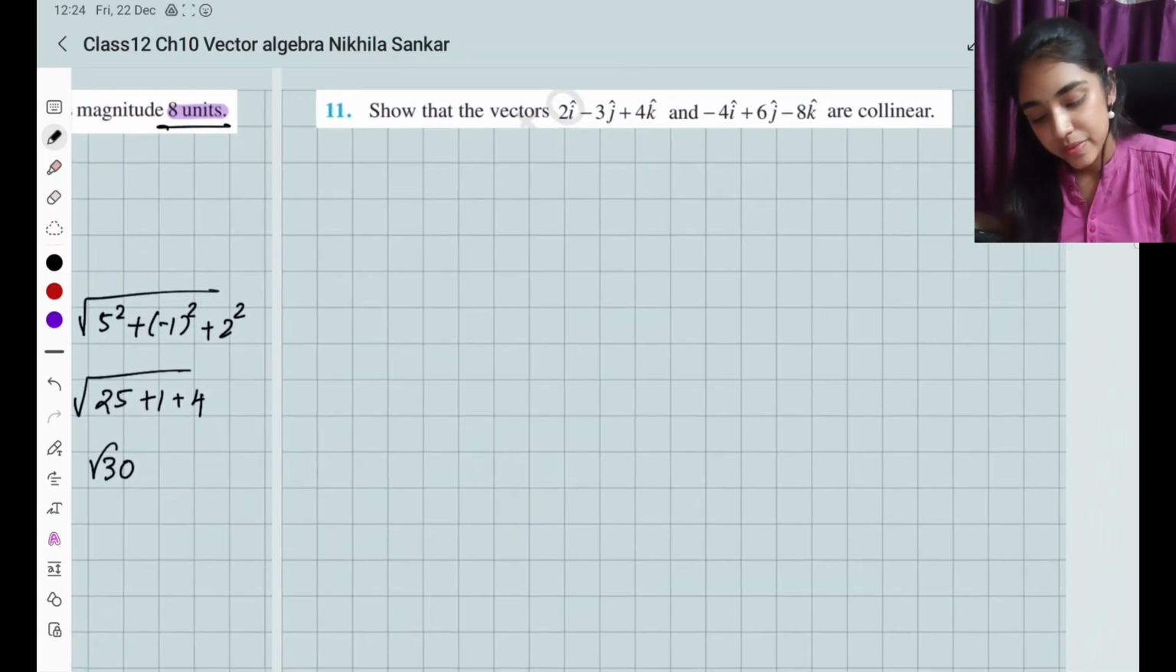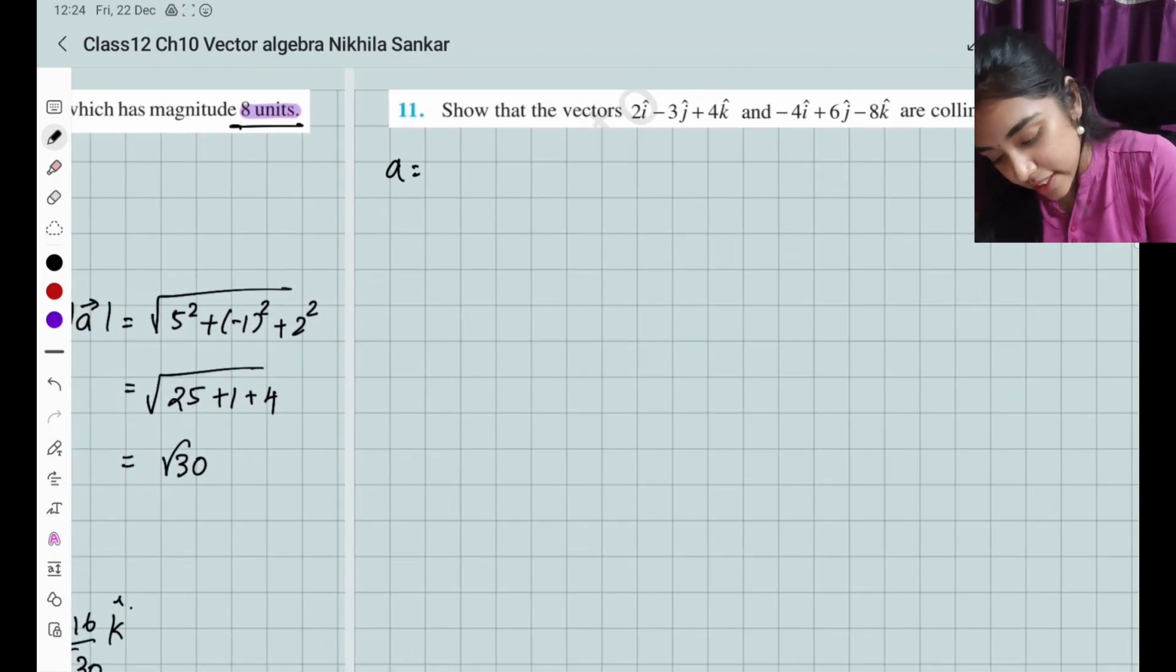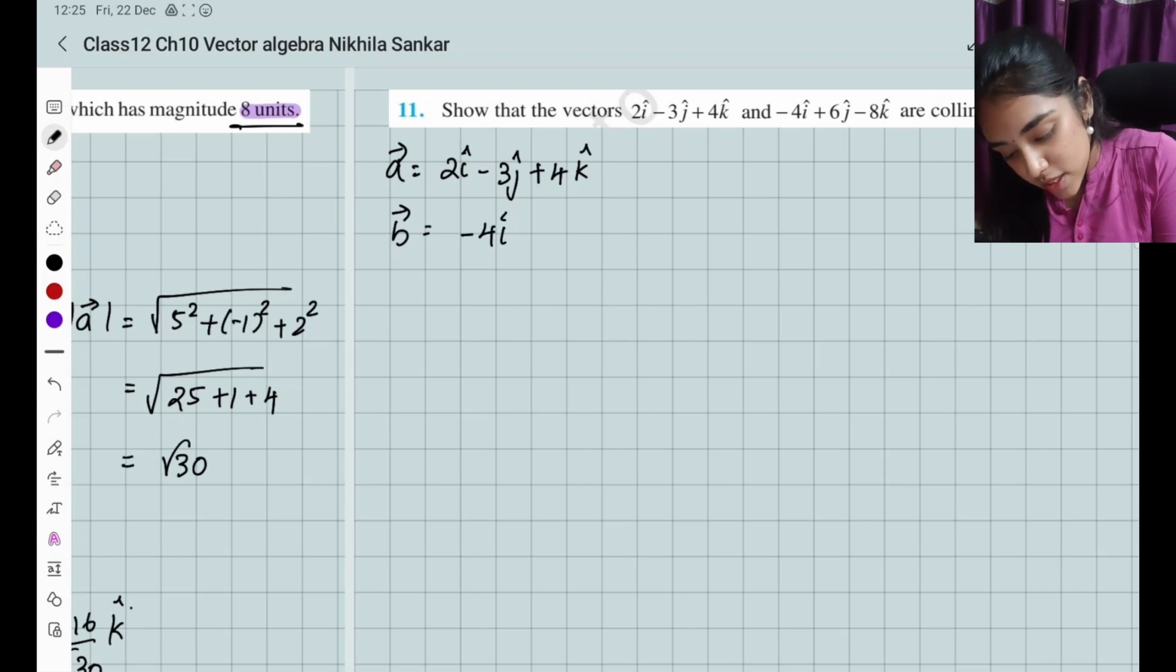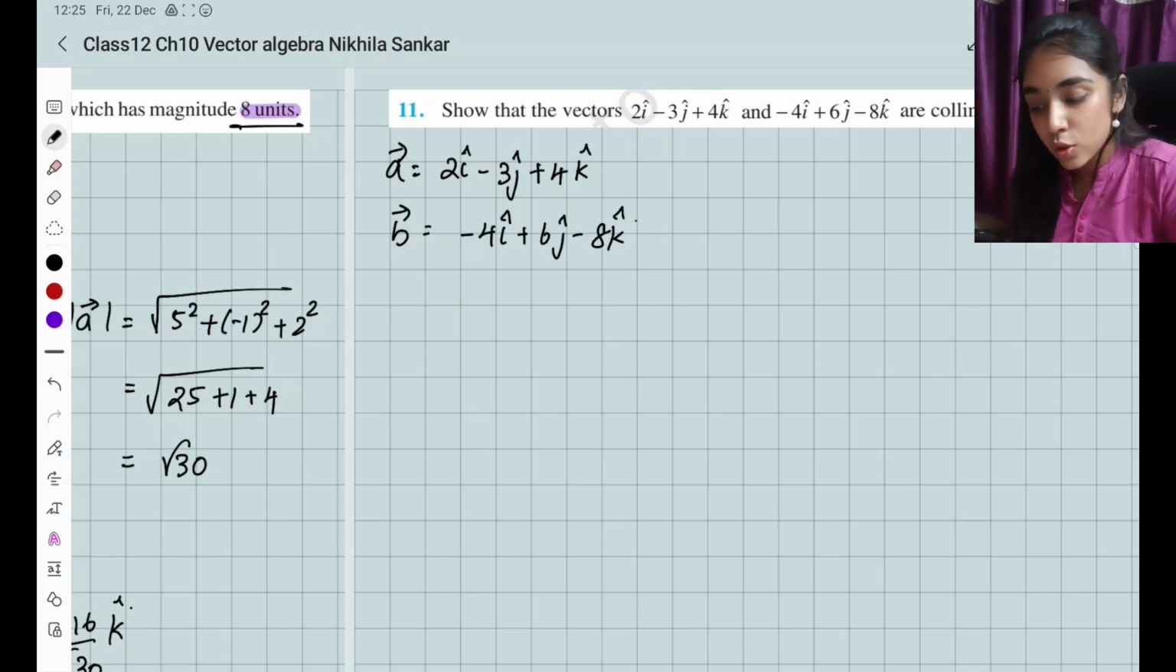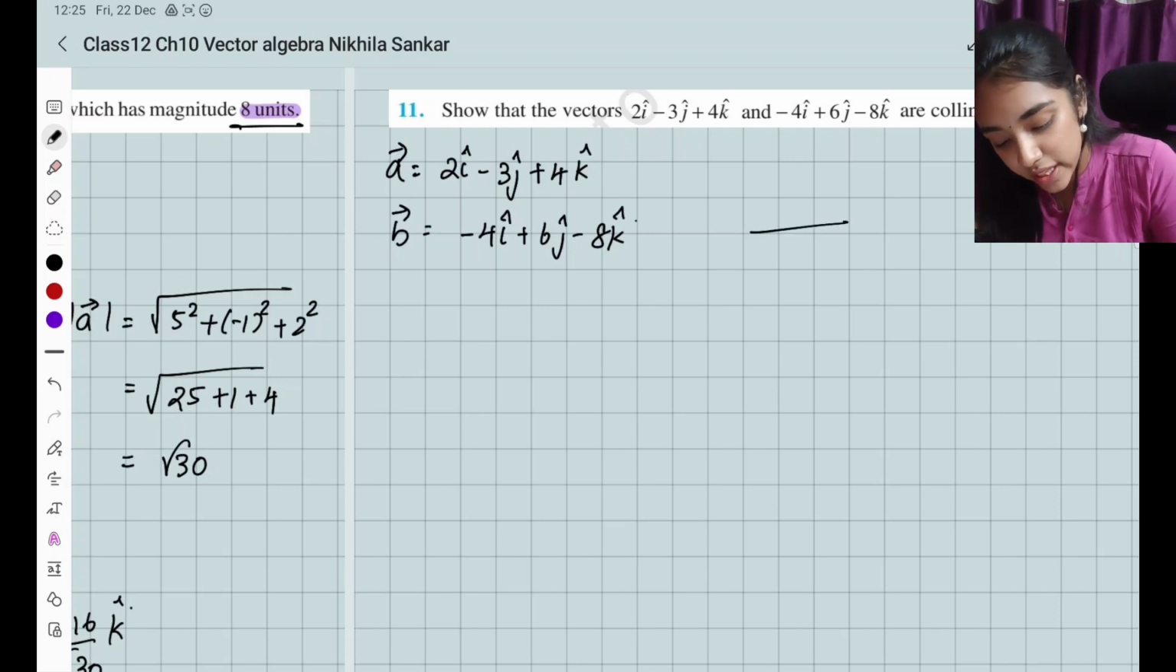Question number 11. Show that the vectors a equals 2i minus 3j plus 4k cap and the vector b equals minus 4i plus 6j minus 8k are collinear. Now how do we check whether two vectors are collinear? Basically, what does collinear mean? a is going to be here, b is going to be here. They can be in the same direction or they can also be in the opposite direction.